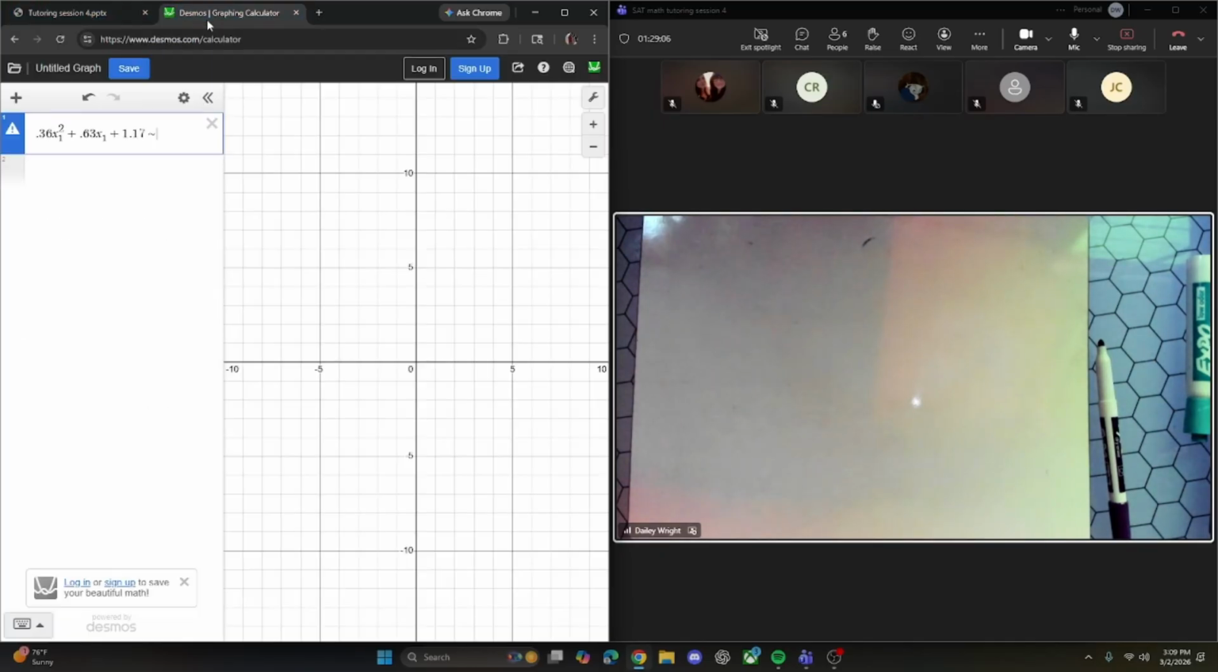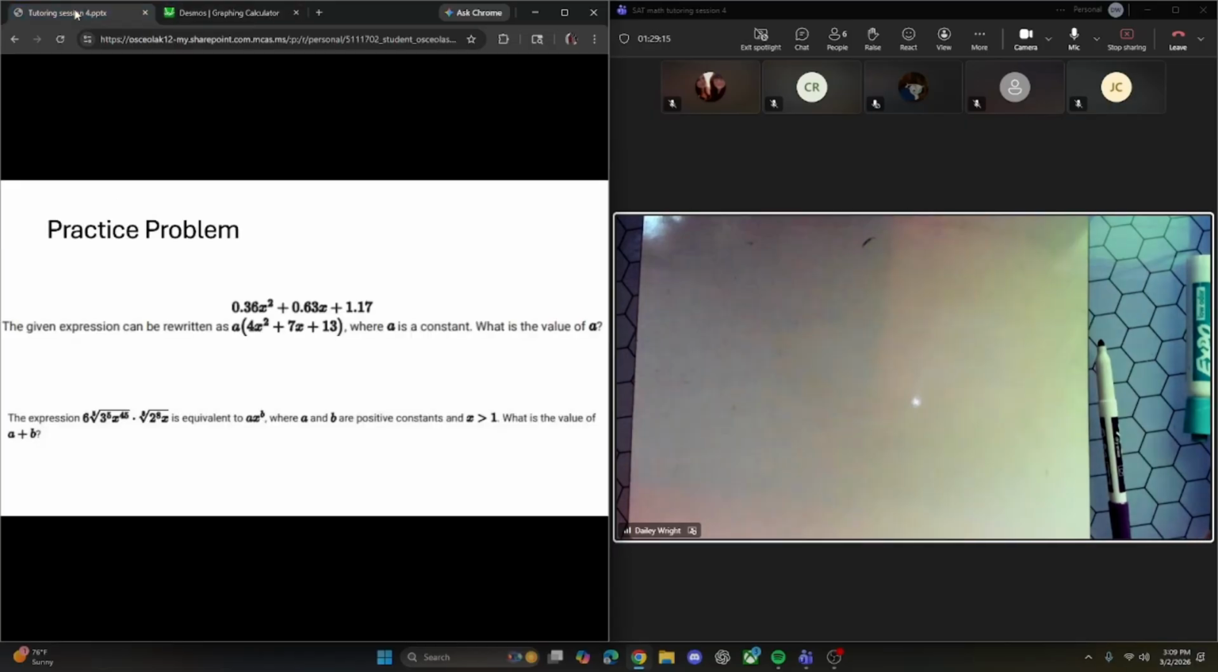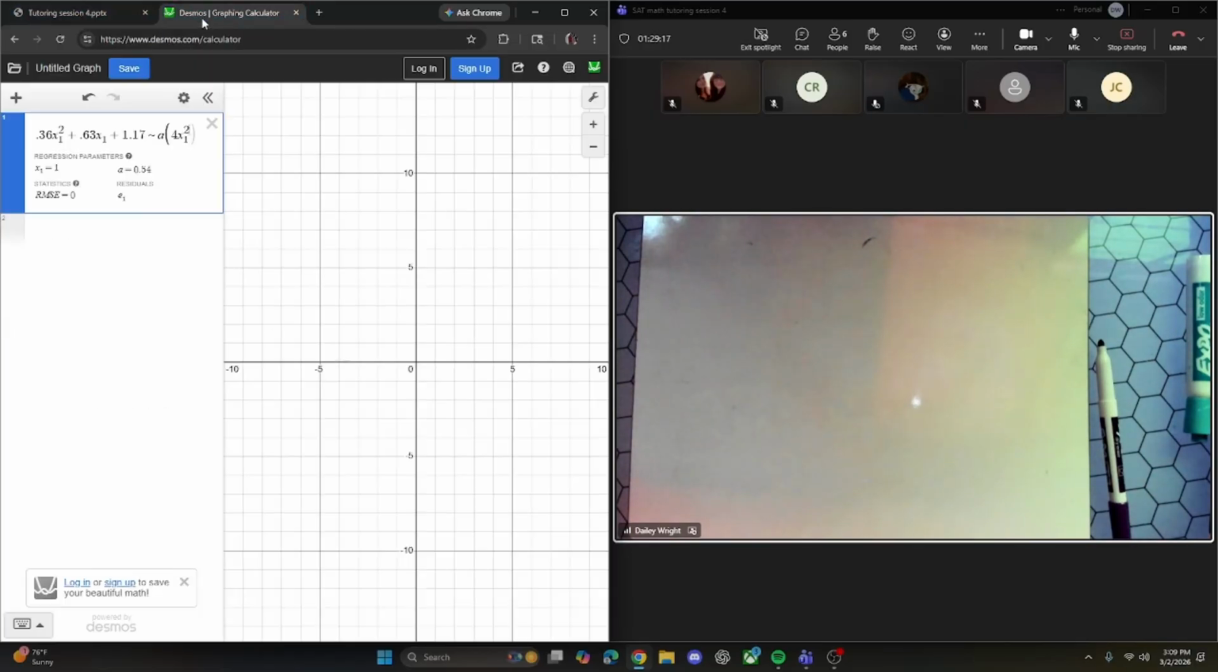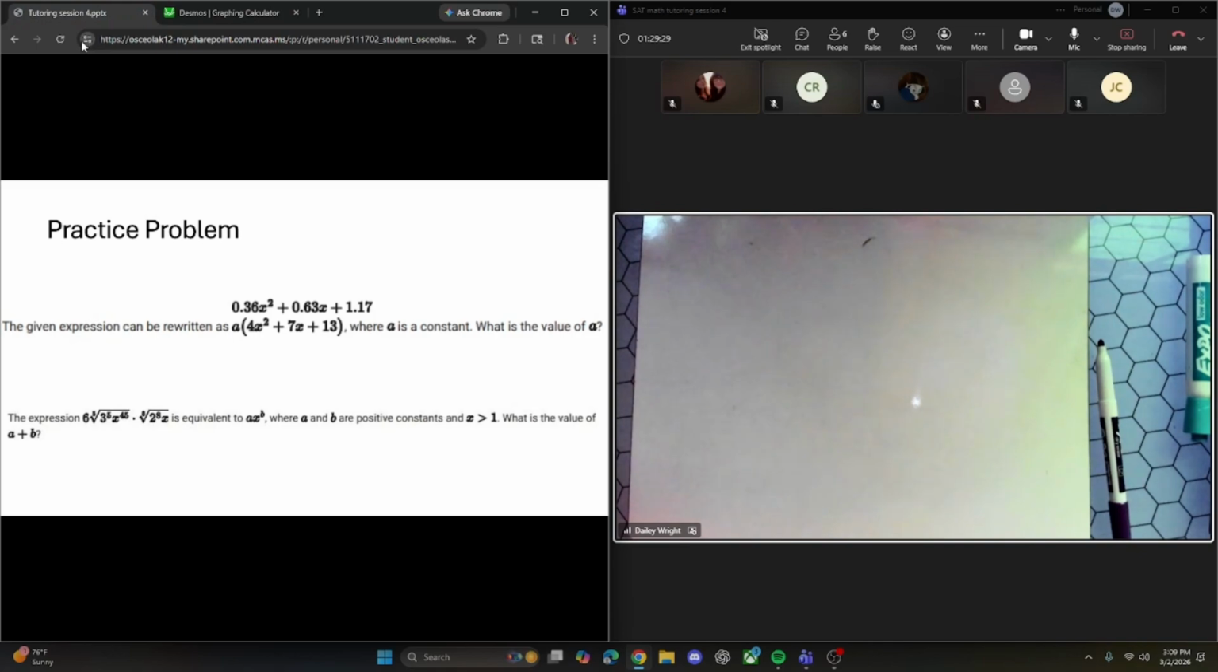A times 4x squared. A times 4x1 squared plus 7x plus 13. 7x1 plus 13. And it's going to give you a equals 0.09. So that is going to be your answer.